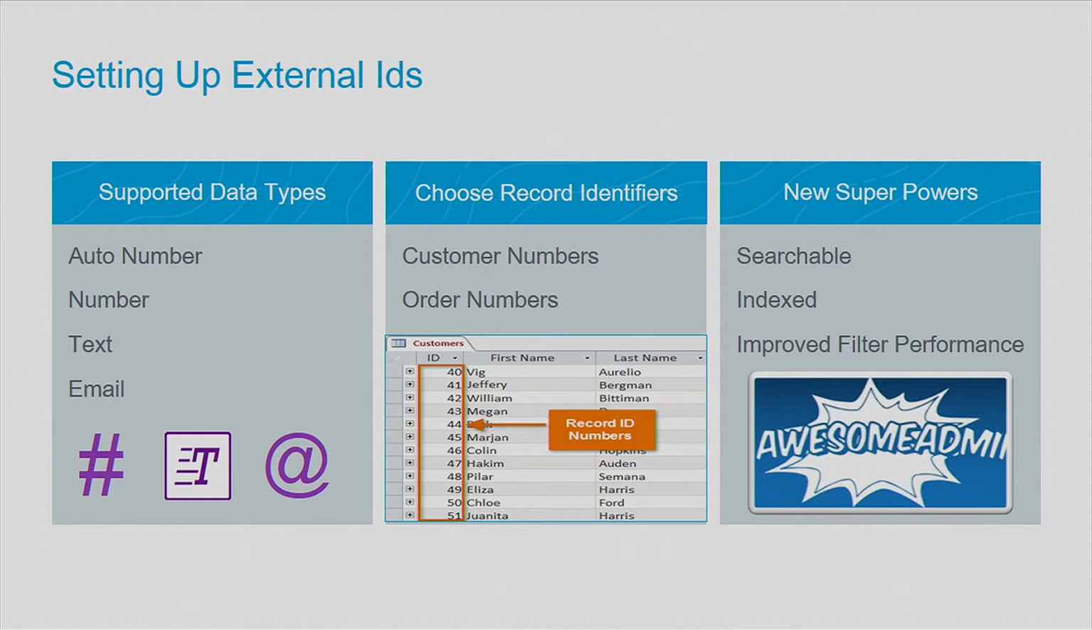Now, by creating this field and marking it as an external ID, it's going to be imbued with a couple superpowers. First, it's searchable, so your users will be able to find it in the global search. And secondly, it's going to improve your filter performance wherever you might be filtering on these field values, whether it's a list view, a report, or in your SQL queries.